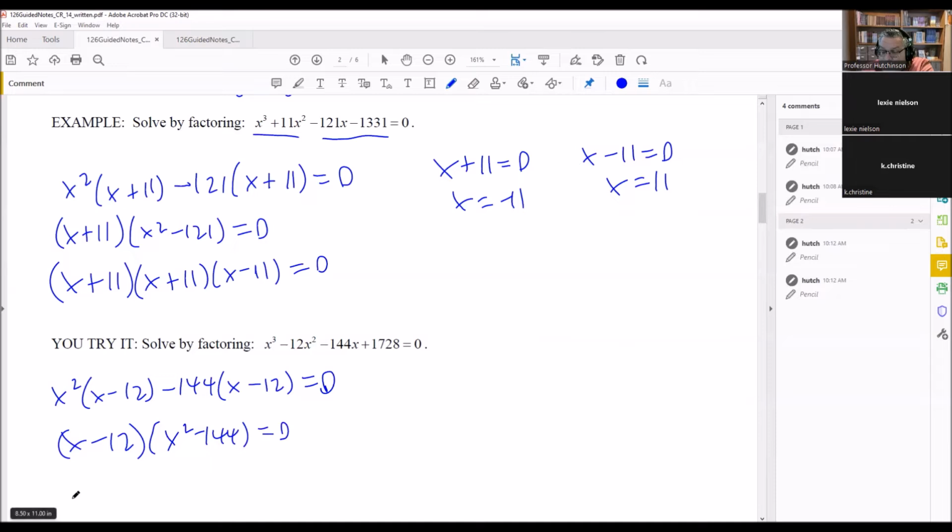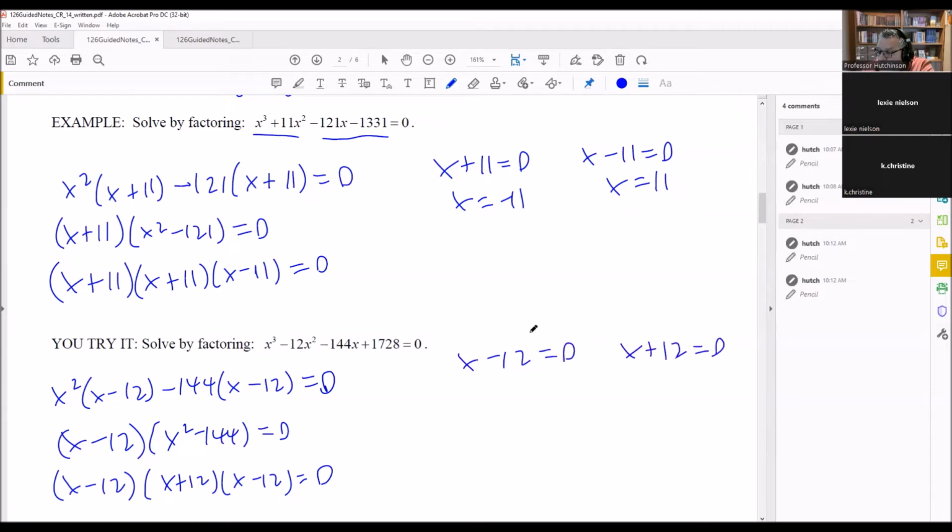As in the previous problem, you can factor this by using the difference of squares. So x plus 12, x minus 12. And I have the different pieces here. I have x minus 12 that's repeating. I only have to put it once. And then I have the x plus 12 equals 0. So I get 12 and I get negative 12 as the answer for those.